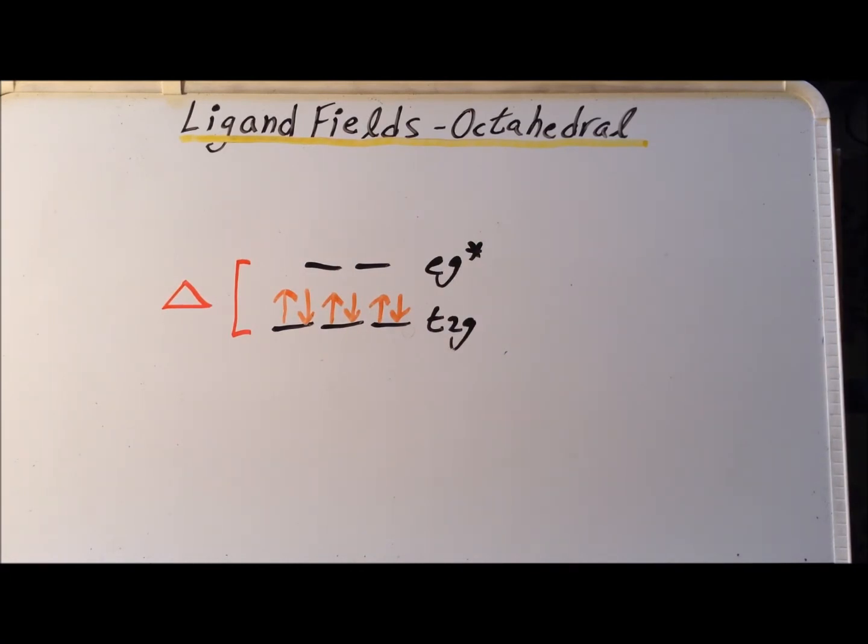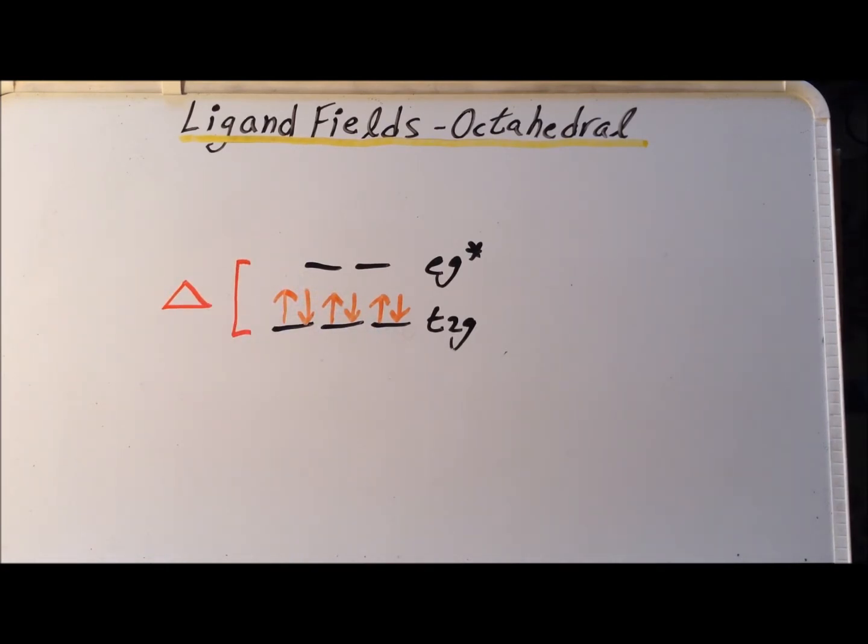If we have a tetrahedral situation where we have 4 ligands, we get a slightly different diagram, which we'll treat in another video. How far apart in energy the T2G and the EG star orbitals are is this quantity, delta. Sometimes in the older literature, it is referred to as 10dq. This is called the splitting.